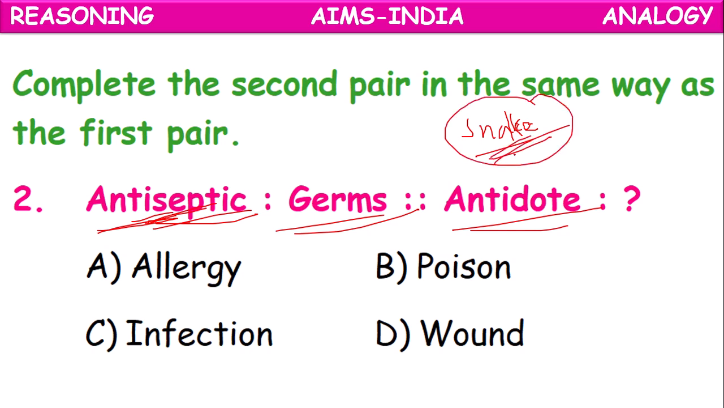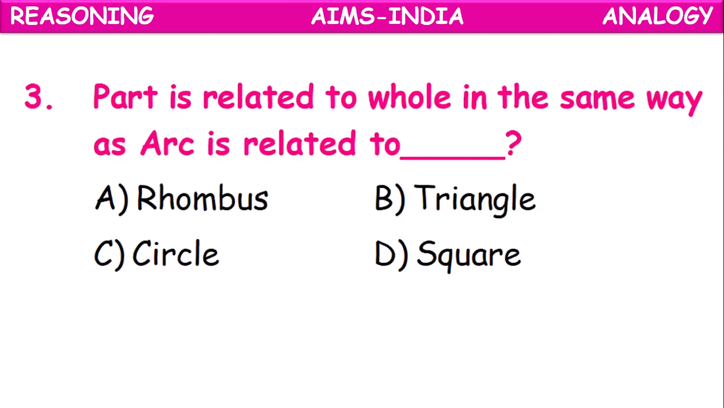So, antidote means if a snake bites a person, it will be like a poison. So it tries to remove that poison from the person's body. So, it is called antidote. So, answer, it is used to remove this poison. So, answer option B.